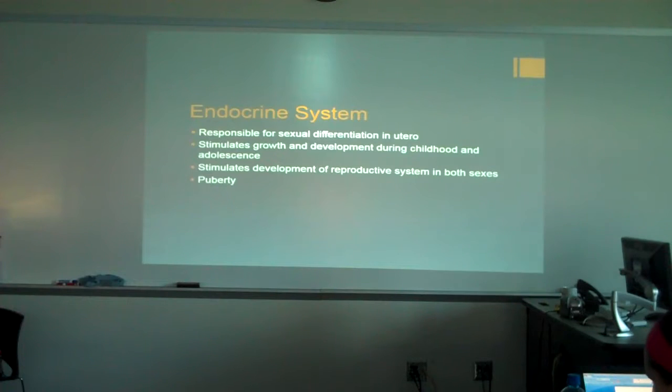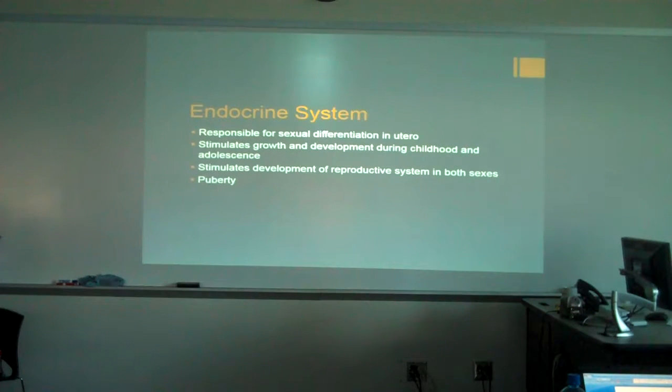So the endocrine system. It's responsible for sexual differentiation in utero, stimulates growth and development during childhood and adolescence, stimulates development of the reproductive system in both sexes, and is responsible for puberty. Puberty is the sexual maturation lasting about 4.5 years.